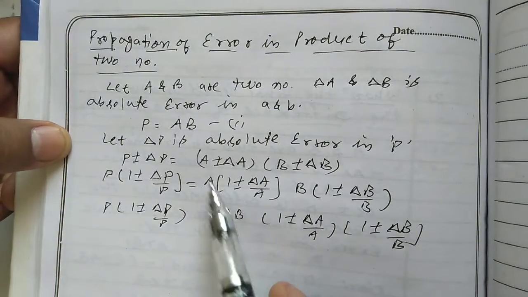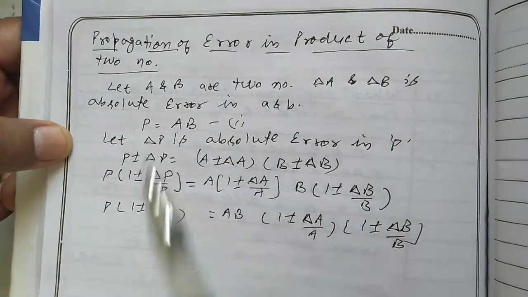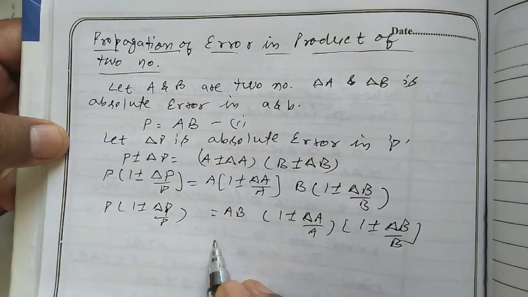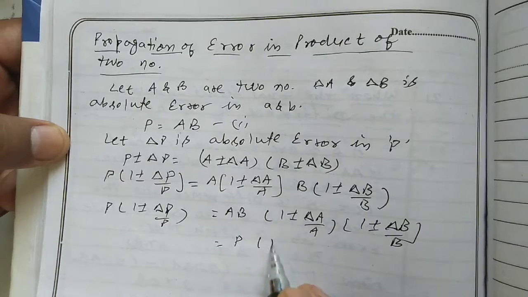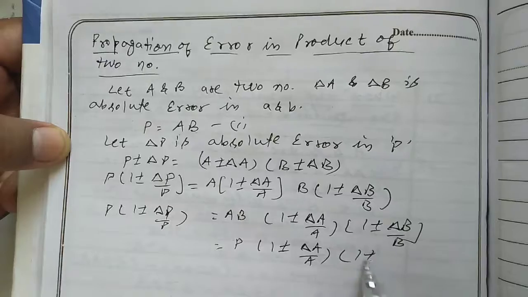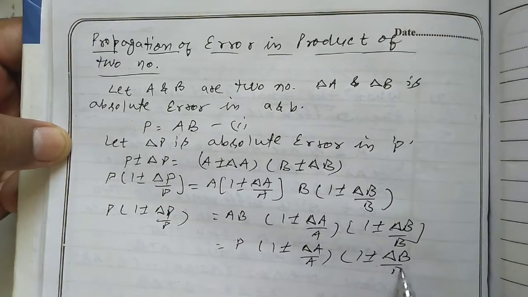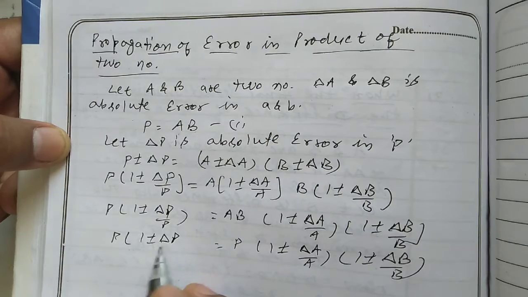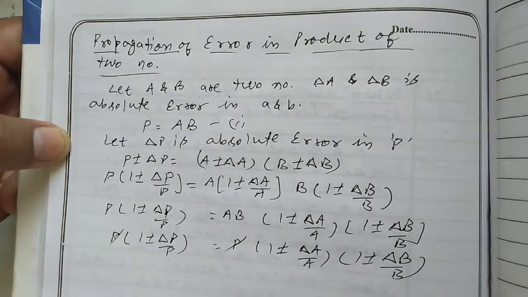Now from equation number first, ab is equal to p. In the place of ab we can write p into 1 plus minus delta a upon a into 1 plus minus delta b upon b. Now p can be cancelled, leaving 1 plus minus delta p upon p.